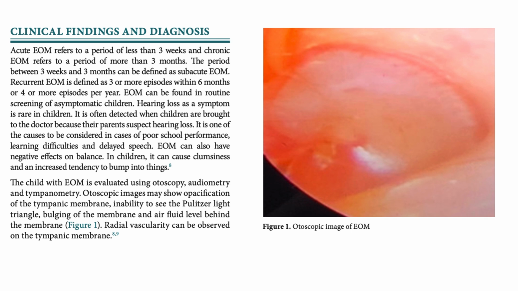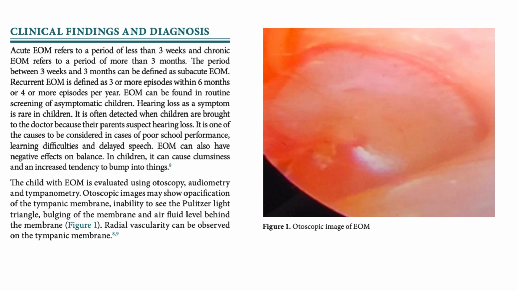Acute EOM refers to a period of less than 3 weeks, and chronic EOM refers to a period of more than 3 months. The period between 3 weeks and 3 months can be defined as subacute EOM. Recurrent EOM is defined as 3 or more episodes within 6 months or 4 or more episodes per year. EOM can be found in routine screening of asymptomatic children. Hearing loss as a symptom is rare in children.